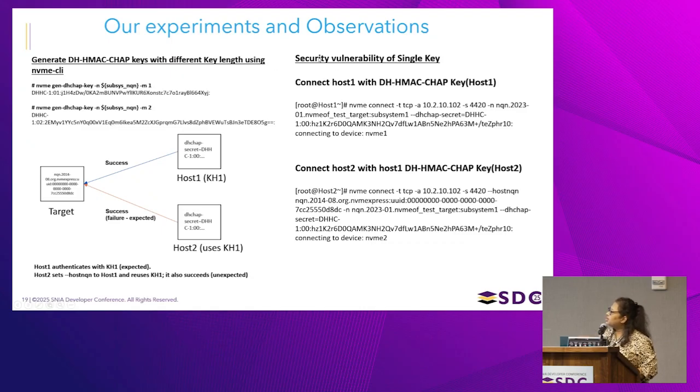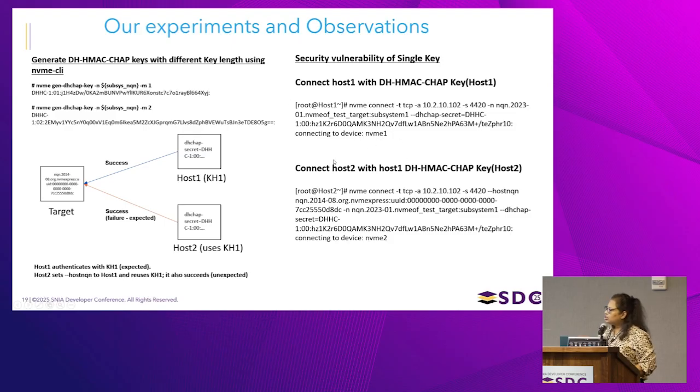So we tried the security vulnerability of the single key. First you connect a host which is provisioned with an HMAC key, the right key for that particular host, and you send an NVMe connect command. This is the syntax for sending a connect command over TCP. You have to share the DH-HMAC secret that was generated using the CLI, and you can see the devices connected.